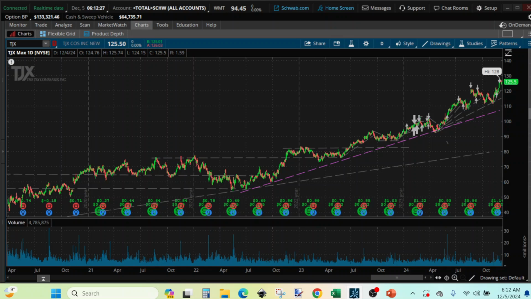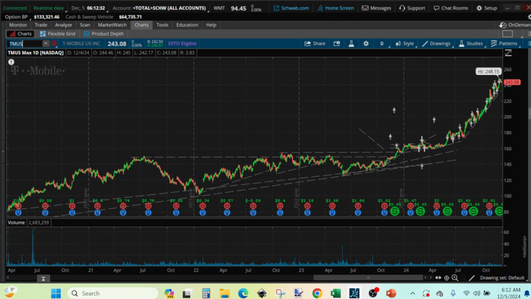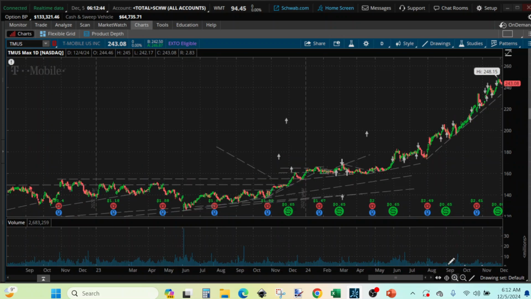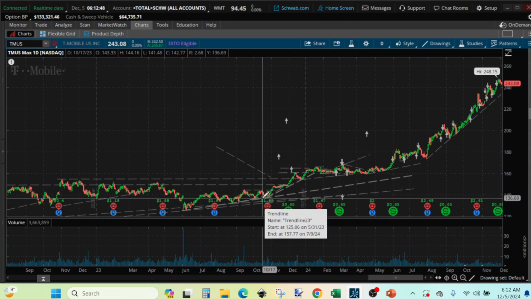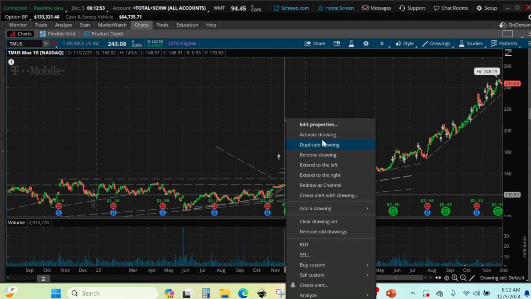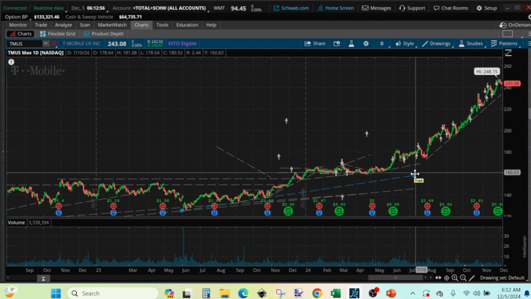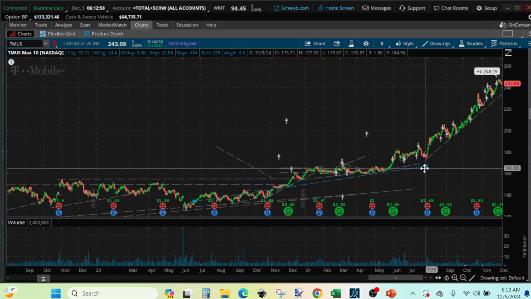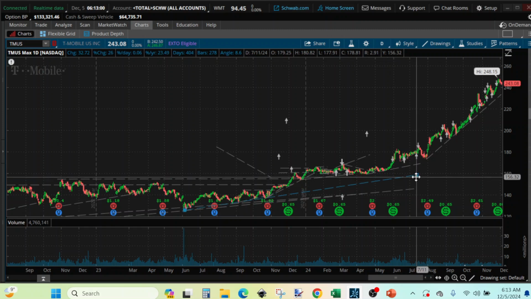TMUS. I don't know if TMUS will come back to those lines there. Let's see. Though that is midpoint. This is this line here. It's 2023. Uh-oh. I didn't want to take it out of there.